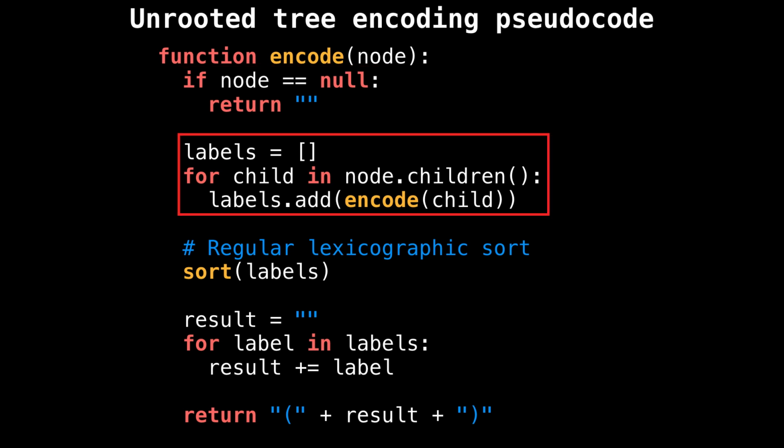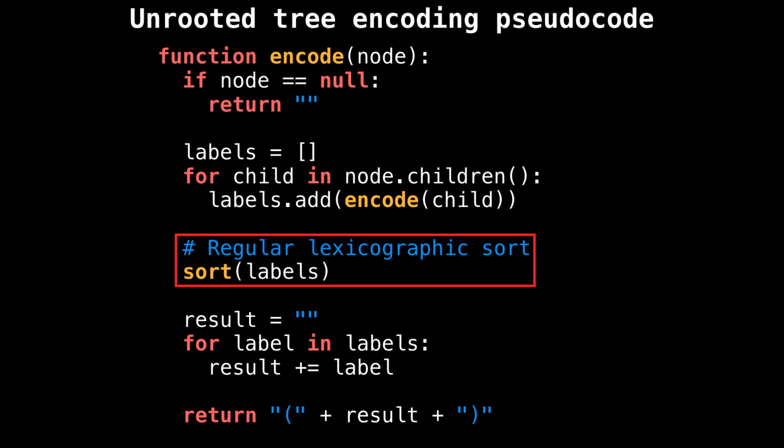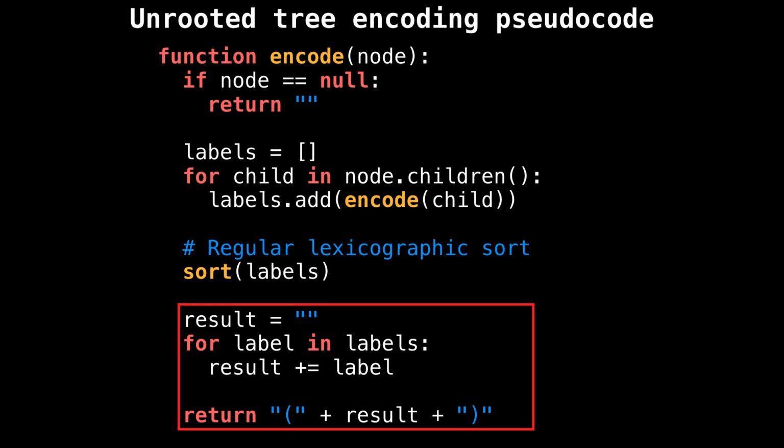For each node, we maintain a list of labels for all the subtrees. To generate the labels, iterate through all the children of this node and recursively call the encode method, adding the results to the labels list. After the for loop, the recursive calls have returned, and the labels list is populated and ready to be sorted. Afterwards, concatenate the labels and wrap the result in brackets.